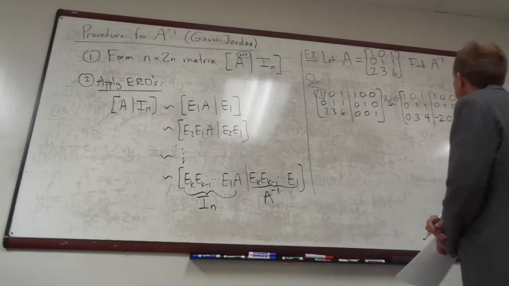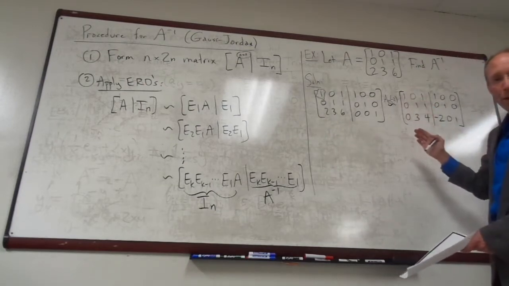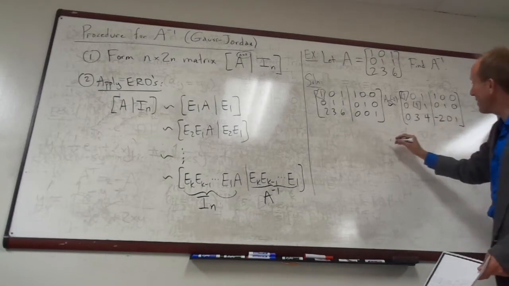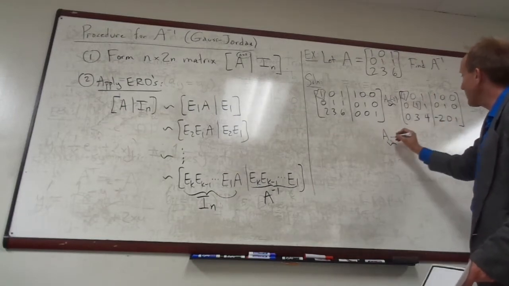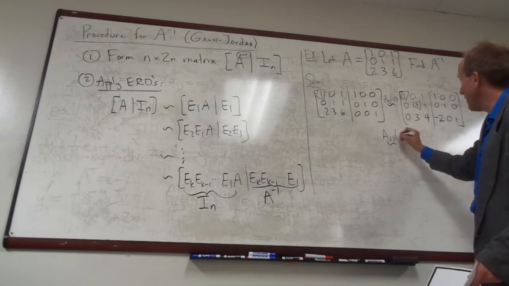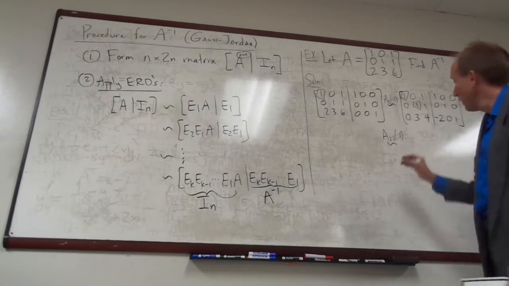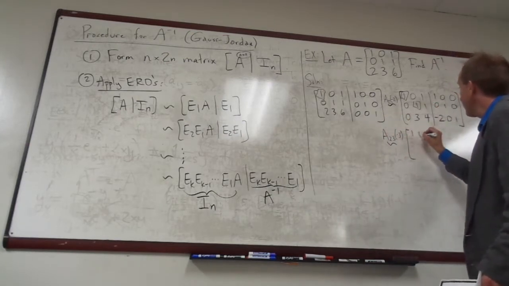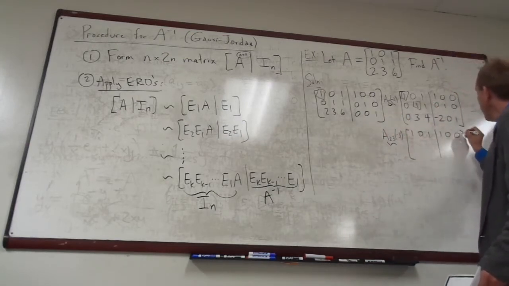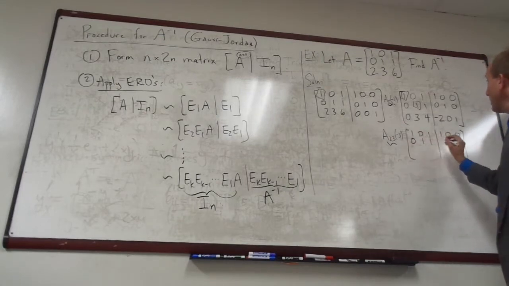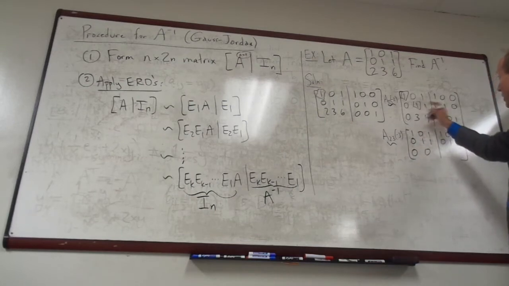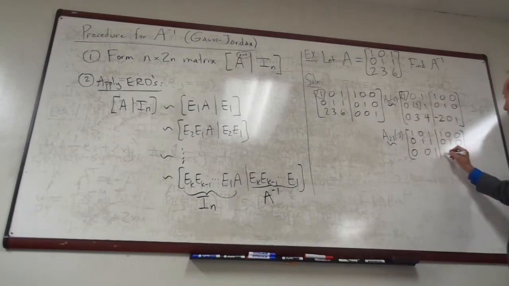Okay, so the first column is looking pretty good. The second column isn't bad, but I need to get rid of this 3. So in my next step, I'm going to do A2,3 of negative 3. That is, I'm going to take the second row times negative 3 and add it to the third row. That does not change the first row, and it also does not change the second row. The third row then is going to become 0, 0, 1, and then negative 2, negative 3, and 1.